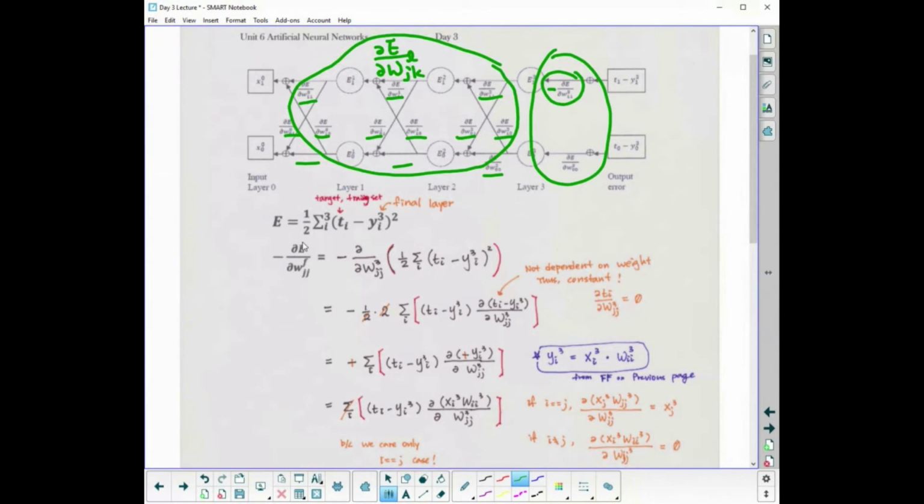The error equation is still the same, 1/2 sigma. In this case, we have up to layer 3 and output layers, so we can say training target i minus y layer 3 i. So this i represents the input level, or input. So you have two: T0 minus Y0 layer 3, or T1 minus Y1 layer 3.